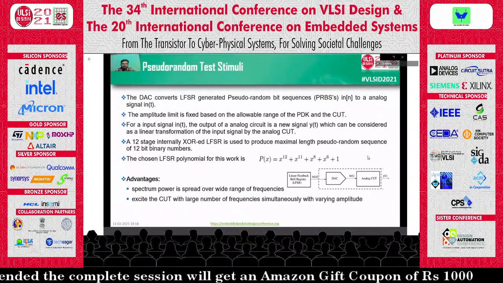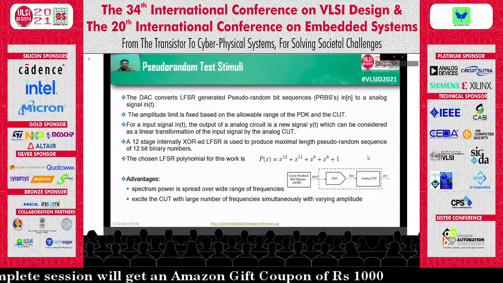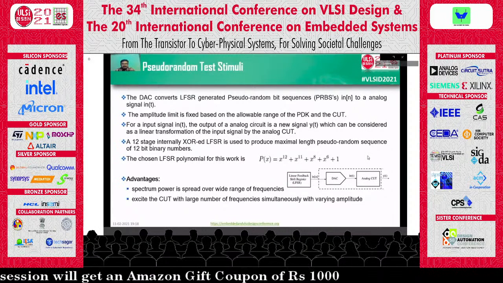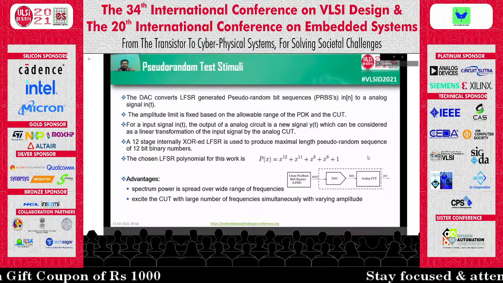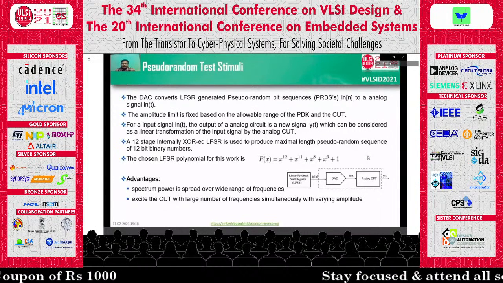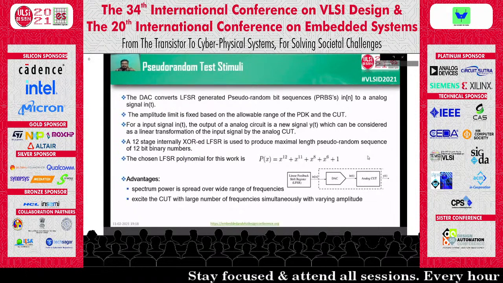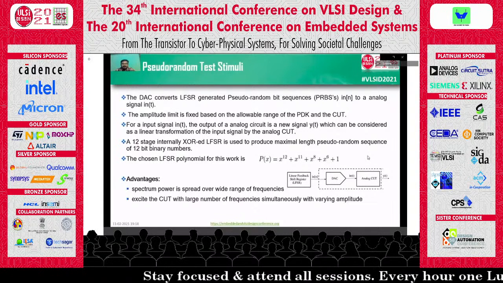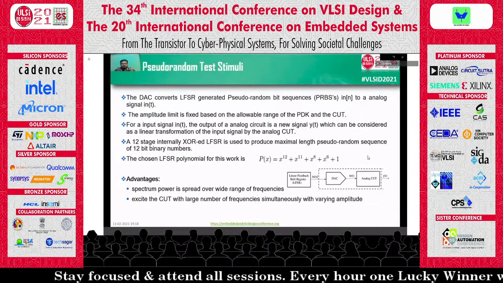The DAC converts the LFSR generated pseudo-random bit sequence into an analog signal. For a random input signal x(t) shown in the figure, the output of a linear analog circuit is a new random signal y(t), which can be considered as a linear transformation of the input random stimuli of the analog CUT. In this work, the random input stimuli is generated from a 12-stage internally XORed LFSR followed by a DAC. The power of the signal is fixed based on the allowable range of the PDK and the CUT.